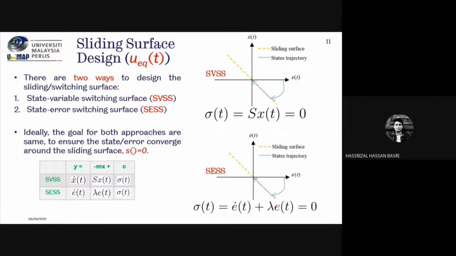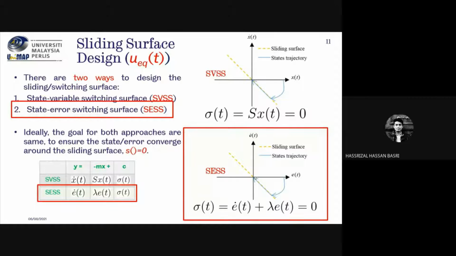According to my PhD research, there are two types, SVSS and SESS. But based on my findings, I can say that SESS performs better or is easier to design compared to the SVSS. So if you do some research on sliding control, maybe you can go straight to the SESS sliding surface design.